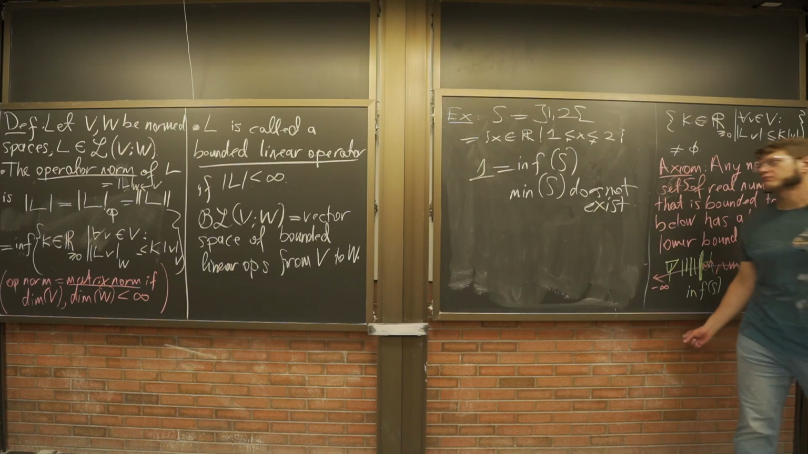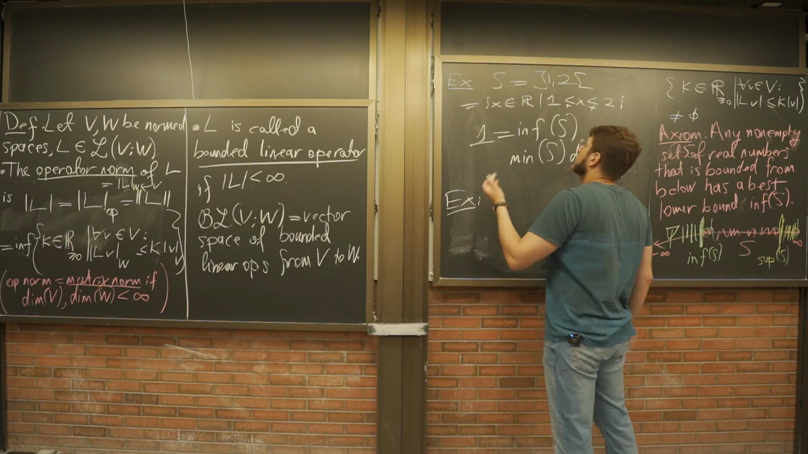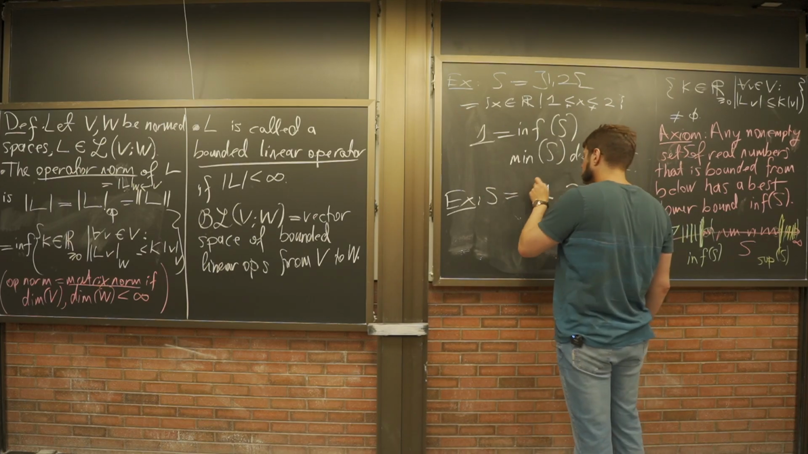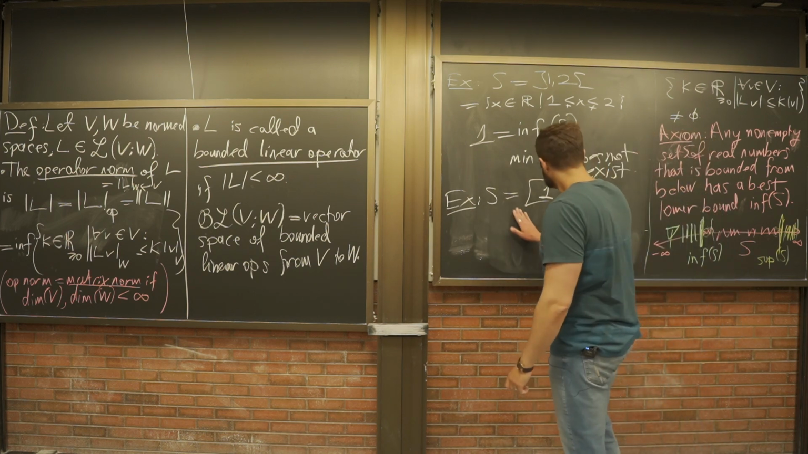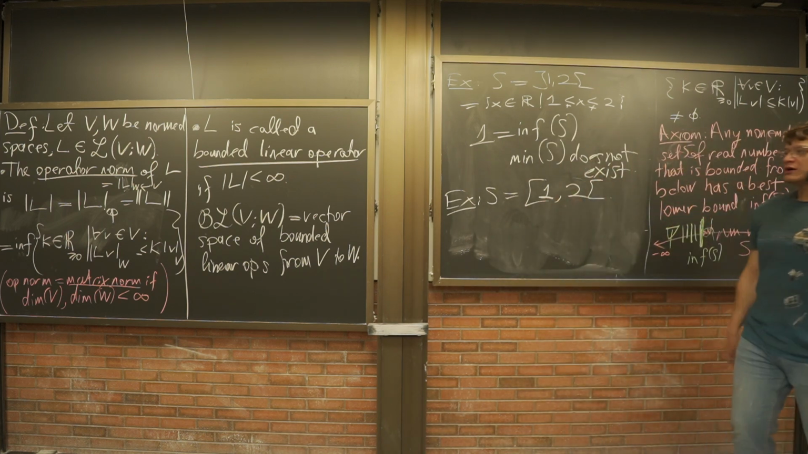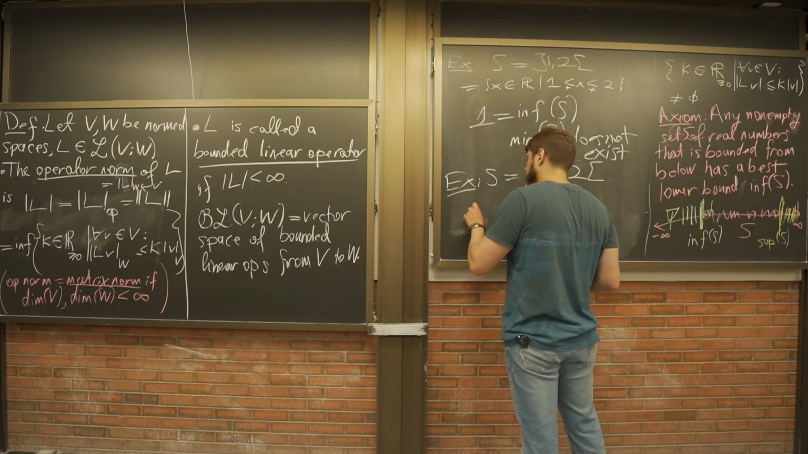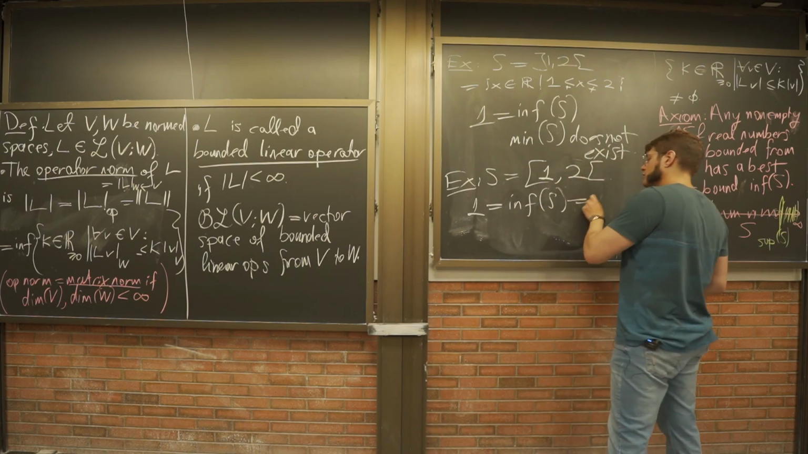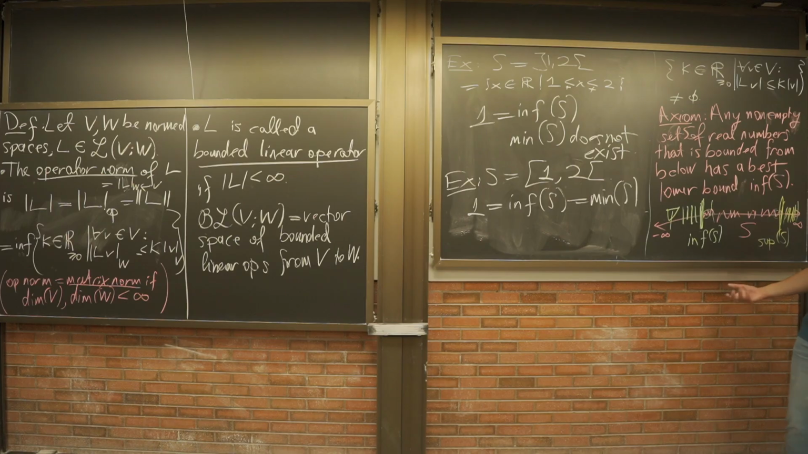Okay. Here's another example. Let's say now [1, 2), I'm including 1 and not including 2. Then the infimum again is 1, surprisingly. And in this case, the minimum is also 1. Okay, that's the difference.